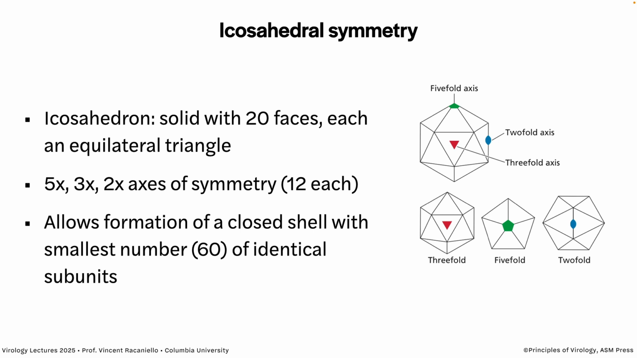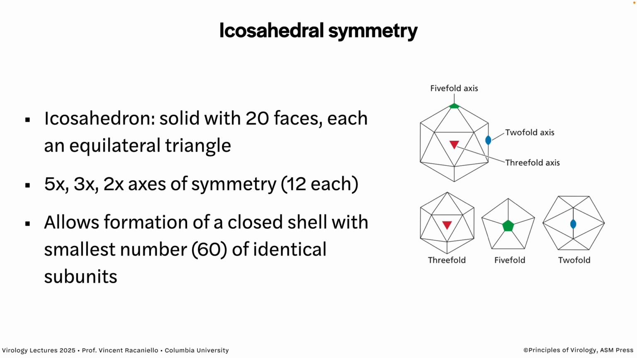2-fold. They're 12 each. So for example, here's a 5-fold axis, and here we're looking down it. All it means is that there are 5 equilateral triangles around that 5-fold axis. The 2-fold axis, there are 2, and the 3-fold axis is 3.